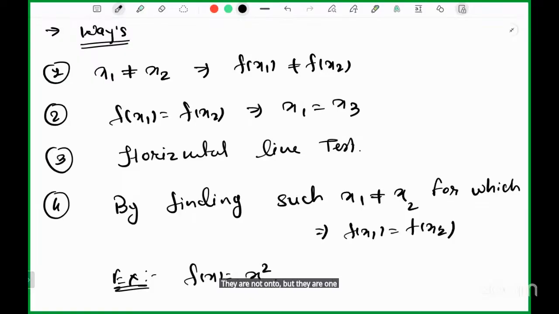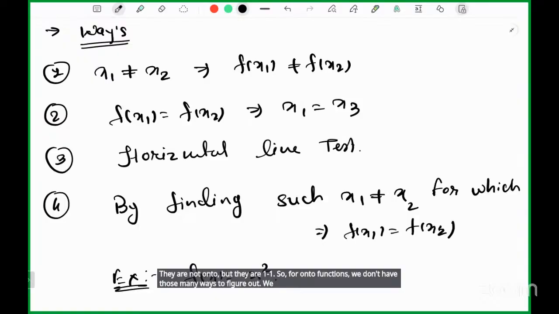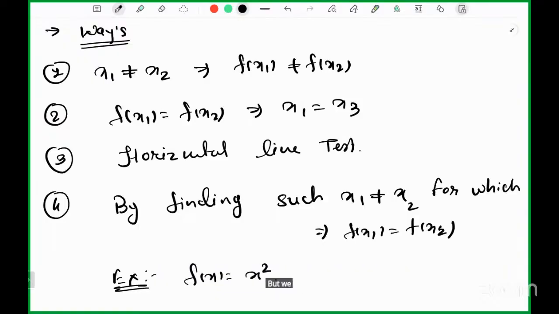For onto functions, we don't have that many ways to figure it out. We can only figure it out by graph or by definition. So I'm not going to onto functions now, but we can understand them after some time. But these are the ways you can use for saying whether a function is 1-1 or not. Okay, I hope that's clear. Is that okay? Fine.